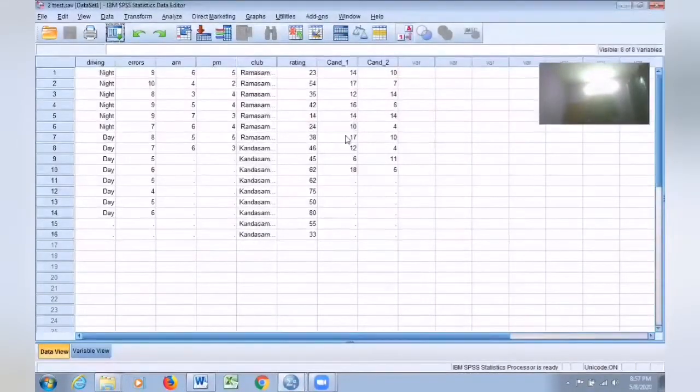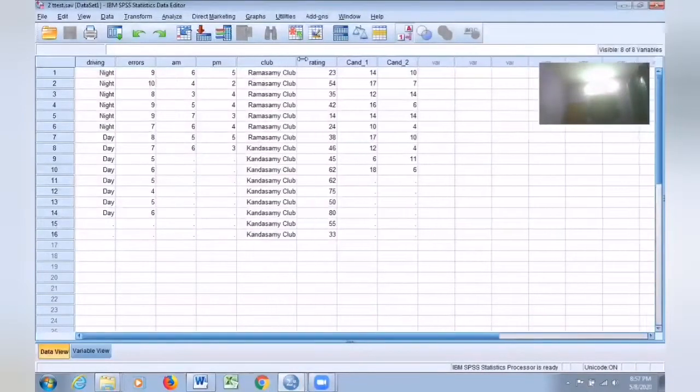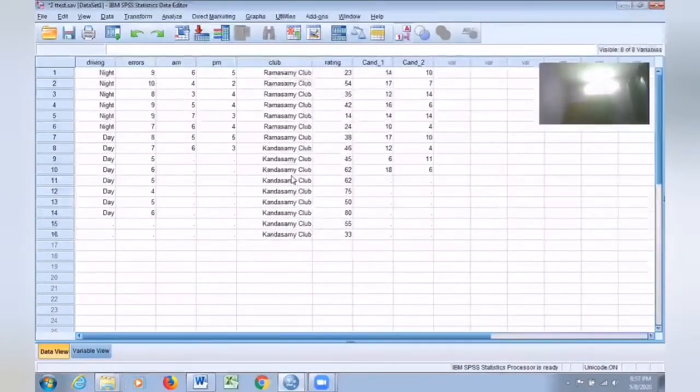Here, we are going to conduct two non-parametric tests. One is, here you can see there are two variables, club name and ratings. There are two clubs, Ramasamy Club and Kandasamy Club. The members of these two clubs are taken to a Shakespearean drama, and after the drama is over, the respondents belonging to Ramasamy Club and Kandasamy Club were asked to rate the drama on a scale of 0 to 100, the worst to the best.